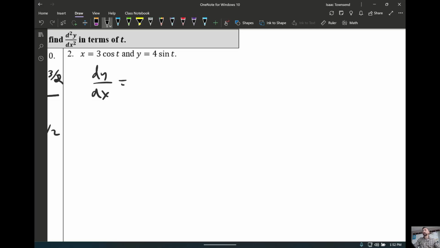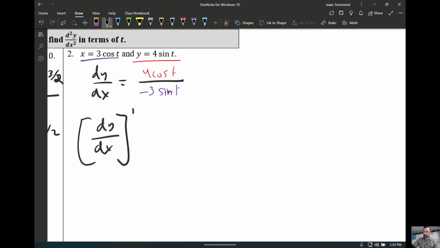So dy dx comes from dy dt divided by dx dt. And it's okay if you still feel a little rusty with this, because again, that was new to you last class, and that's where you're going to spend most of class today practicing that on the previous worksheet. Now, the next thing I need is the derivative of that with respect to t. And how do I go about taking the derivative of this?